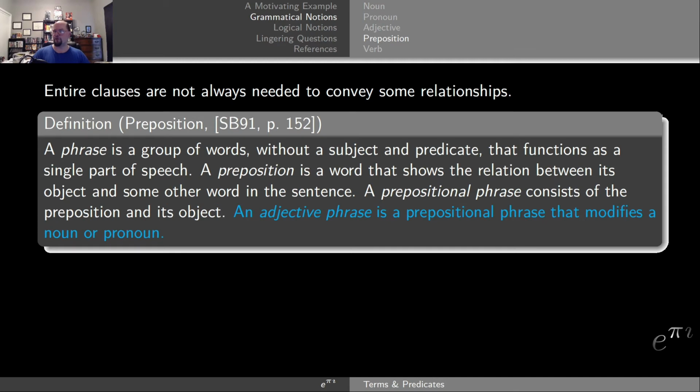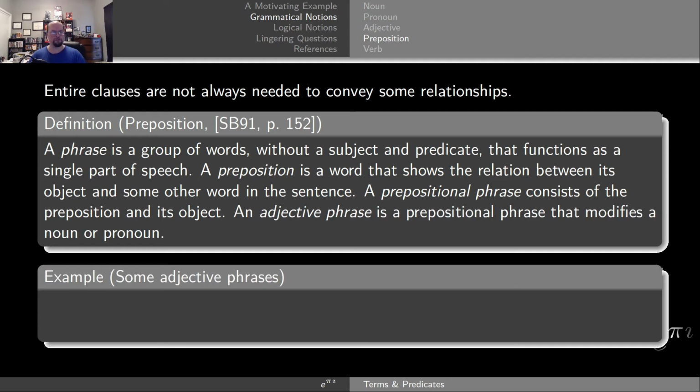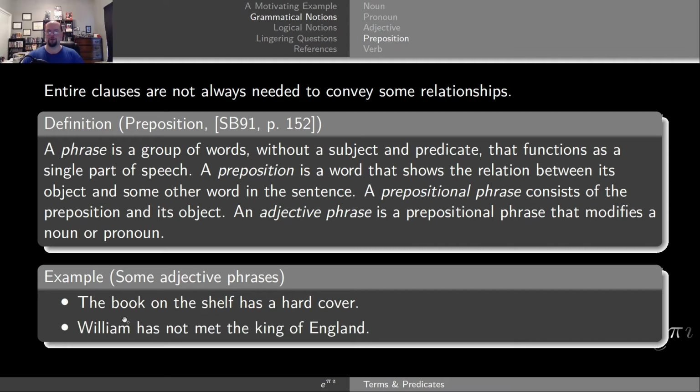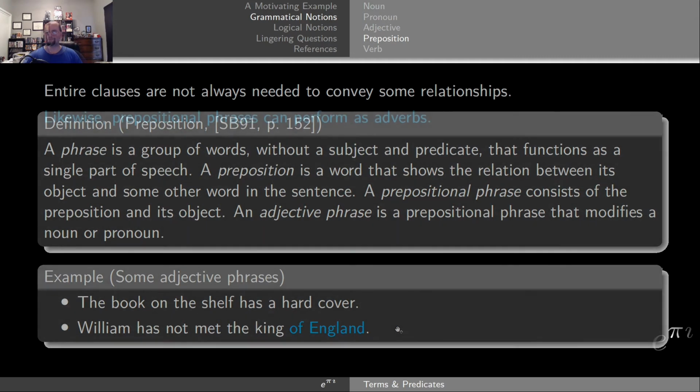An adjective phrase is a prepositional phrase that modifies a noun or pronoun. Again, it acts like an adjective would. So, for instance, let's consider a few examples. The book on the shelf has a hard cover. The preposition here is on, and its object is shelf, so on the shelf would be my adjectival phrase, which modifies the noun book. Likewise, William has not met the King of England. The preposition here is of, its object will be England, making the prepositional phrase of England, which happens to modify the noun king in this case.